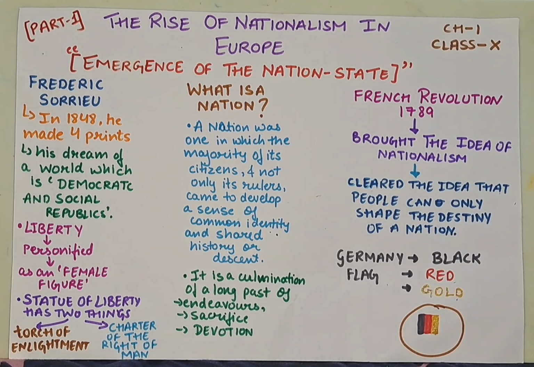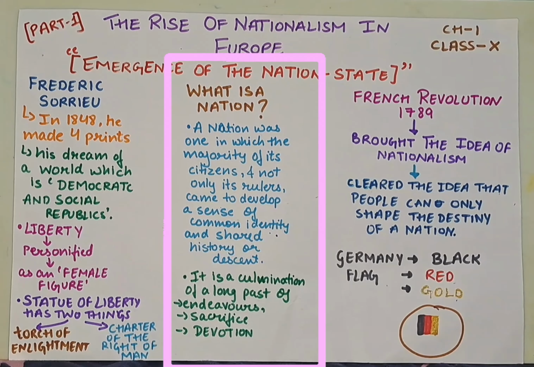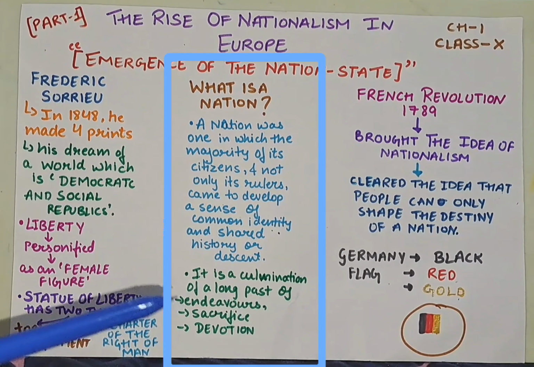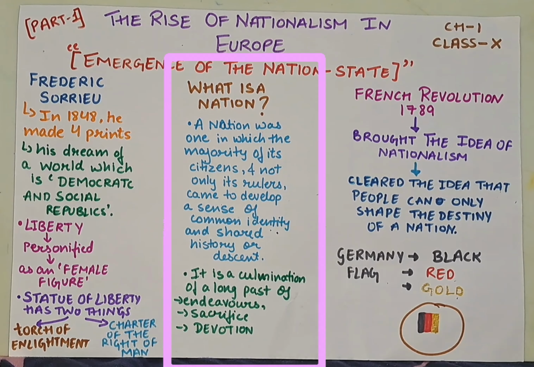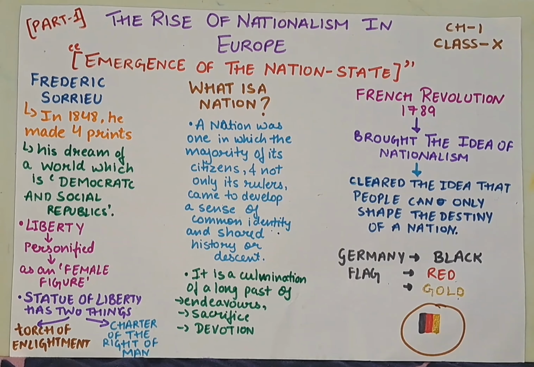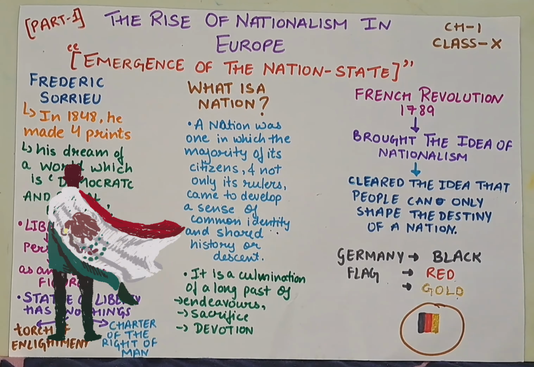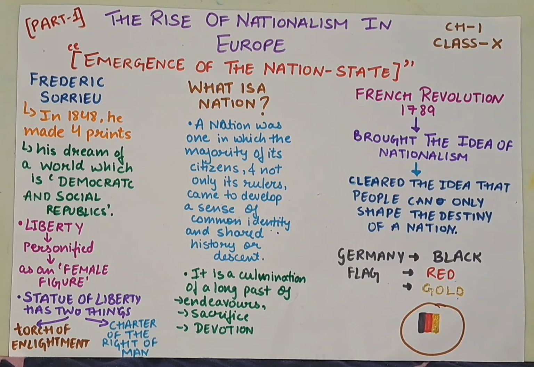The second page deals with the topic, what is a nation? Now, a nation, these are the two definitions. A nation was one in which the majority of its citizens and not only its rulers came to develop a sense of common identity and shared history and descent. That is, both the citizens and the rulers have a common identity.